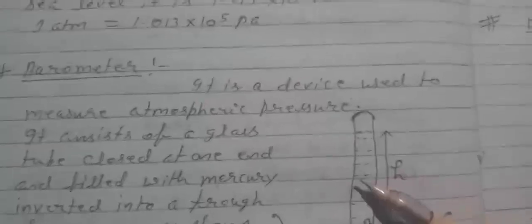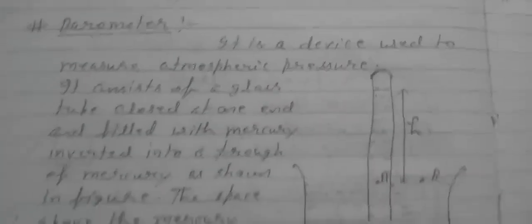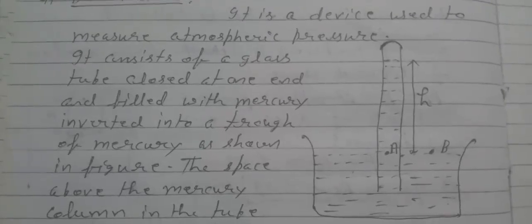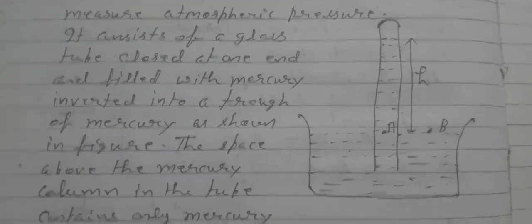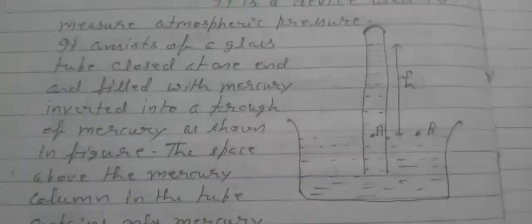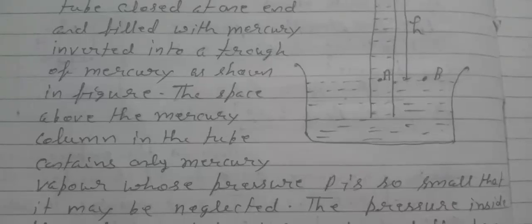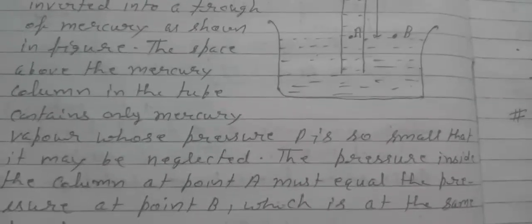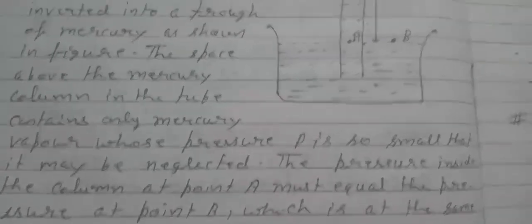Barometer. It is a device used to measure atmospheric pressure. It consists of a glass tube closed at one end and filled with mercury, inverted into a trough of mercury as shown in the figure. The space above the mercury column in the tube contains only mercury vapor, whose pressure PV is so small that it may be neglected. The pressure inside the column at point A must be equal to the pressure at point B, which is at the same level.